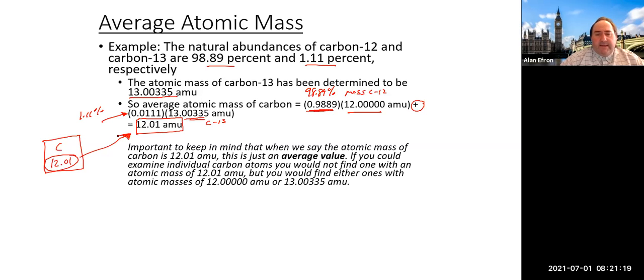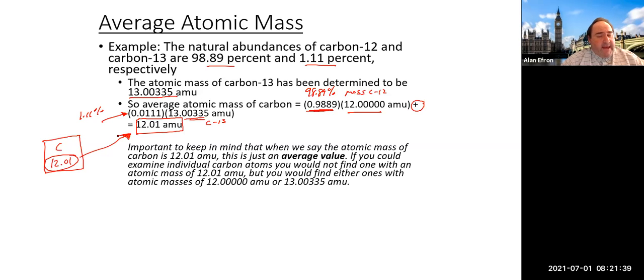We're going to talk about in a little bit in this chapter how you get those percentages, and some experiment that you can run to figure those things out. It is important to remember that we do consider the atomic mass of something like carbon as 12.01. It is really an average atomic mass.